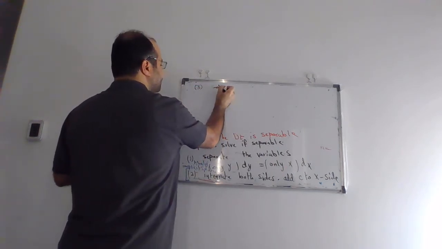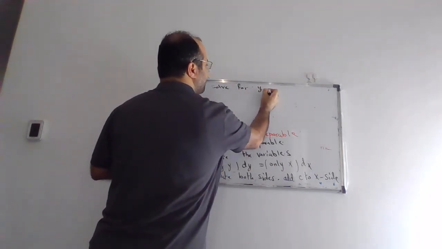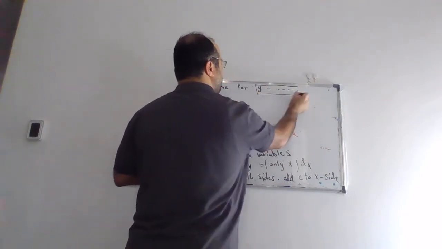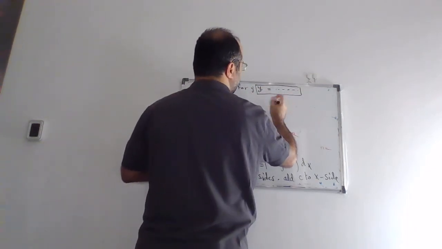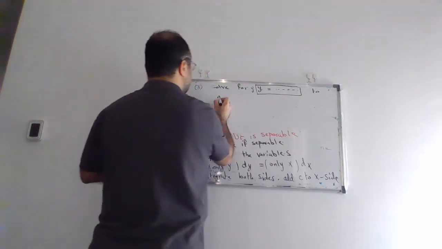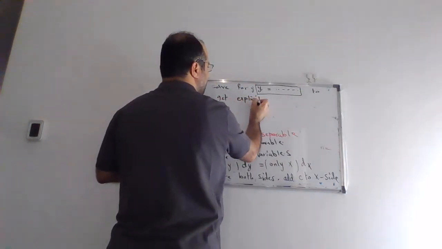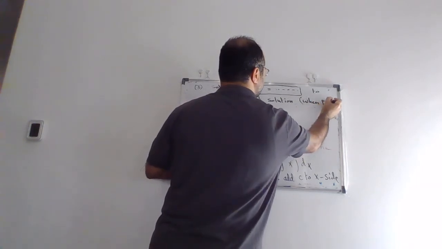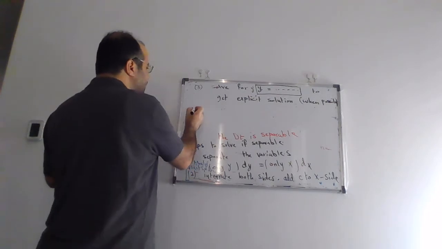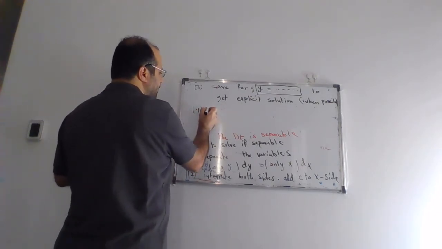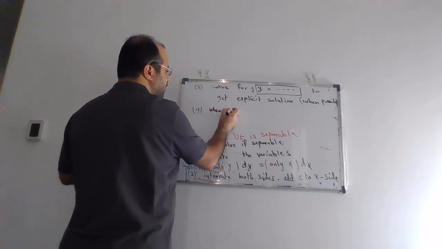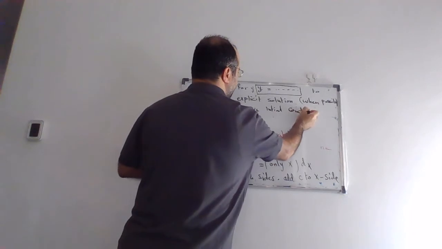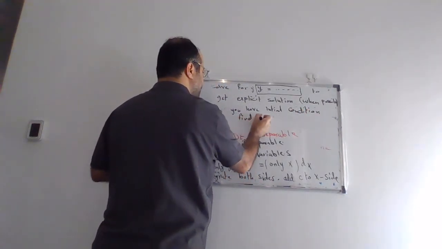Solve for y if possible. So you get y on this side and everything else on the other side. Solve for y, y equal. This means y equal to get an explicit solution when possible. And I can put here number four: when you have an initial condition, find C.